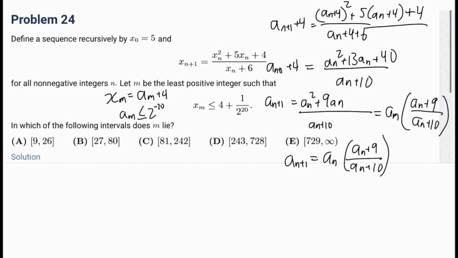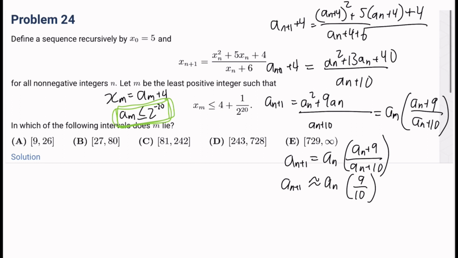But then if you see here, am is less than or equal to 2 to the negative 20th power. Like, how small is that, right? And so this is going to be a very, very small value. And with the intervals being as large as they are, it doesn't really matter whether an is in there or not, because this is just plus 9 and plus 10, so this is going to be very similar to 9 over 10. And so we can kind of disregard the an, because that won't have an impact on our intervals. So we can see that an plus 1 is similar to an times 9 over 10, right?